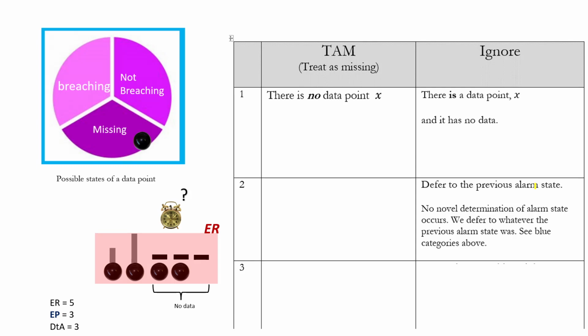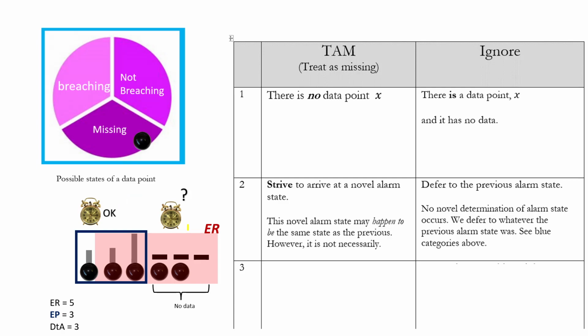Second point of difference, with ignore, what we're doing is deferring to the previous alarm state. There's no novel determination of alarm state occurring. We defer, we fall back on whatever the previous alarm state was. Just ignore it when it says see the blue categories above. They're the alarm states in that diagram I had before. So let's suppose that the previous alarm state was okay, and that used these 3 data points in the blue box here because the EP is 3. So that's going to just inform this alarm state. So we just defer to the previous alarm state. So it would in this case be okay.